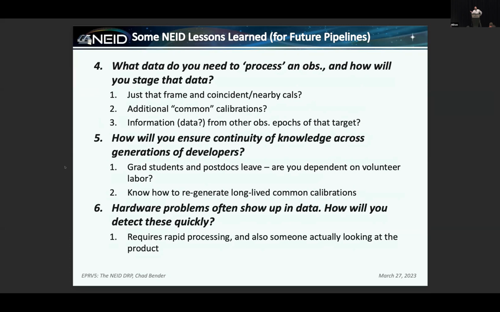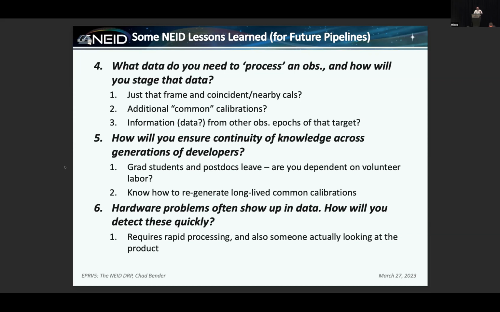Ensuring continuity of knowledge across generations of developers. We've had postdocs and graduate students meaningfully contribute to the pipeline who are no longer actively involved. And despite the best of intentions, if I have to ask them a question about how something works, I'm essentially asking them to volunteer, which sometimes works really well, and sometimes they're just stretched too thin.